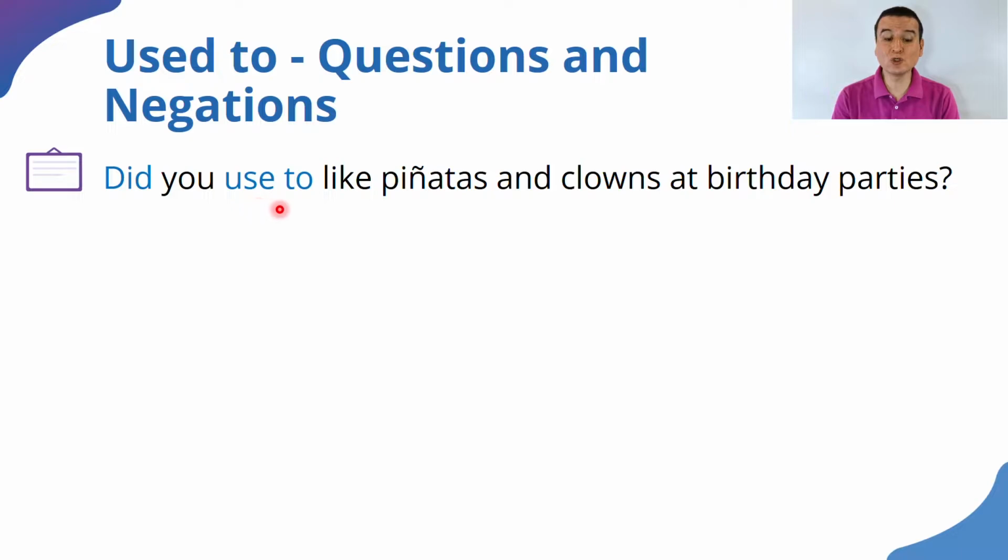The verb use is used in its base form. It means that we don't have to put it in the past because we already have the auxiliary did in the past form. So we simply say, did you used to, and then we have the main verb. Did you used to like piñatas and clowns at birthday parties? All right, and you can answer yes or no. You can explain, of course, but that is an example of a question using used to.